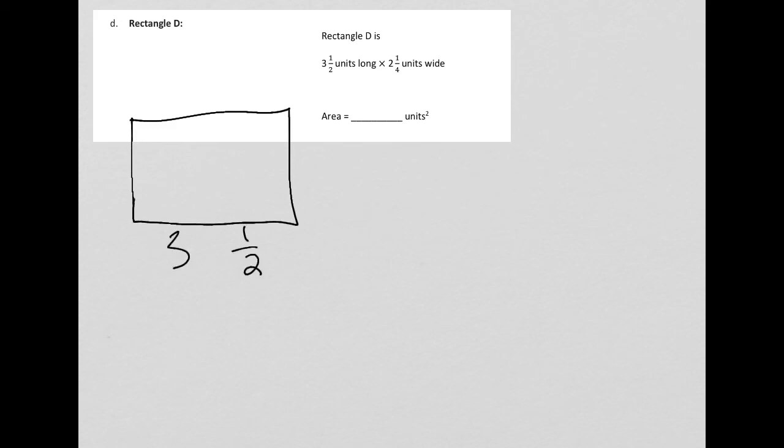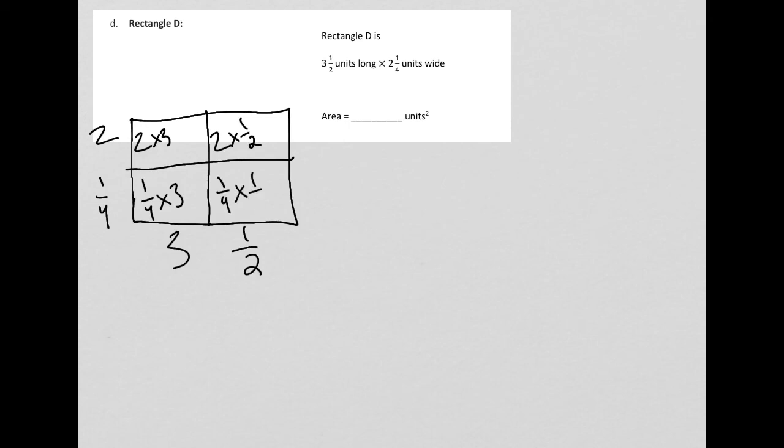We're going to do one more. Rectangle D is 3.5 units long times 2 1/4 units wide. So let's draw that out. 3 1/2 times 2 1/4. So we're going to have 4 different equations here. We're going to have 2 times 3. We're going to have 2 times 1/2. We're going to have 1/4 times 3. And we're going to have 1/4 times 1/2.